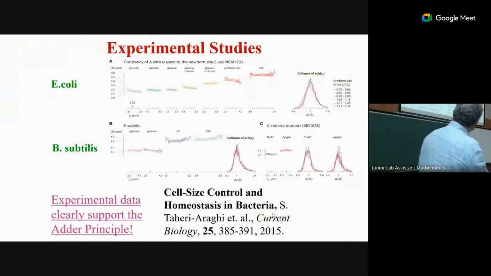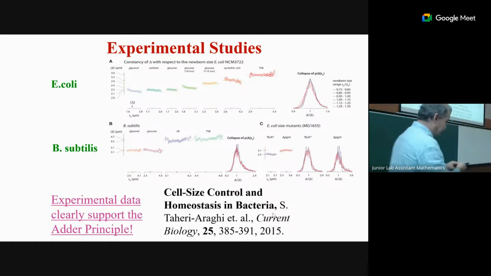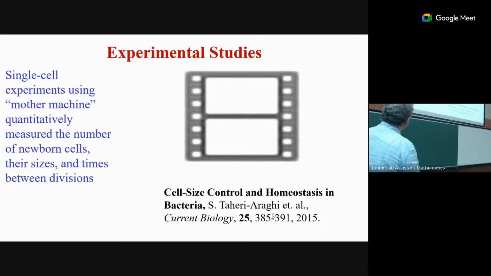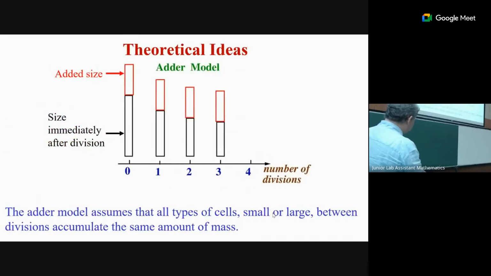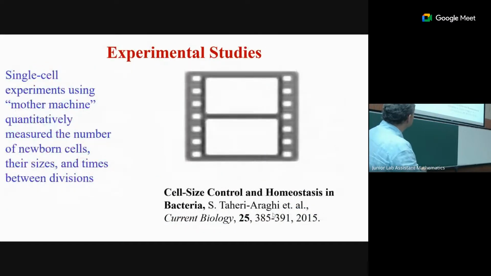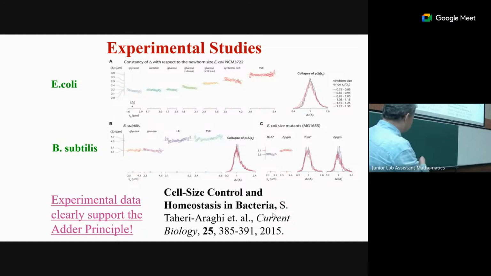But this is the same point here. You understand, right? There's nothing wrong here. Bacteria, depending on the food, add a different amount, but they add the same amount for a given food. Okay, which means this is the adder principle. Remember what I told you a couple of times ago? This is the adder. This is the idea that between divisions you add approximately the same amount. Okay, this picture says that between divisions you added approximately the same amount.